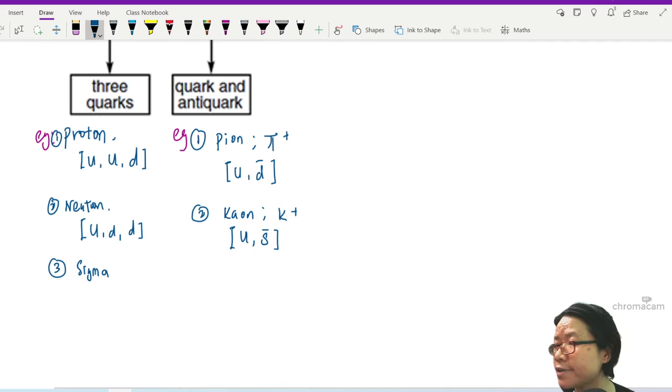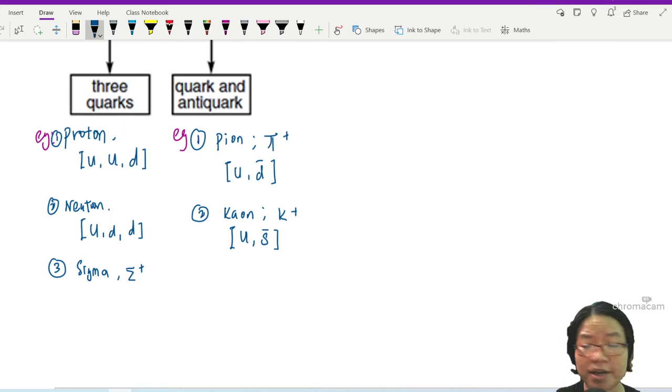This is sigma. So the symbol is sigma plus. We'll see why there's a plus there pretty soon. This will be up, up, strange.